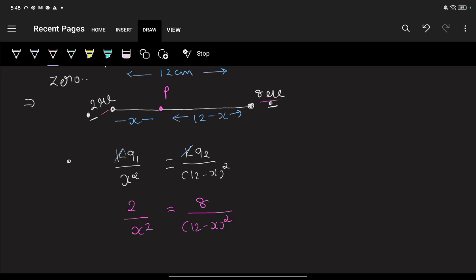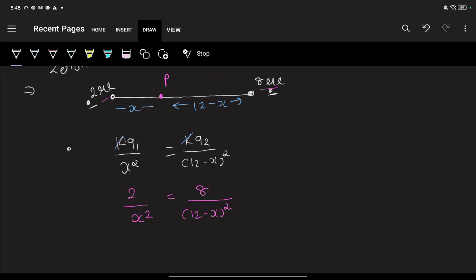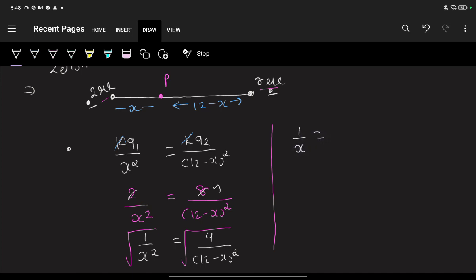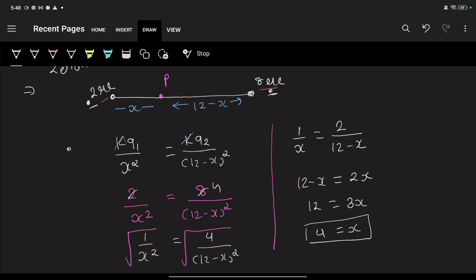Understood? Yes, sir. 2 fours are 8. That means 1 by x square is equal to 4 by 12 minus x whole square. Applying roots on both sides, we get 1 by x is equal to 2 by 12 minus x. So 12 minus x is equal to 2x. That means 12 is equal to 3x, so x will be equal to 4 centimeter. And if this is 4 centimeter, the other will be 8 centimeter. So this is the answer.